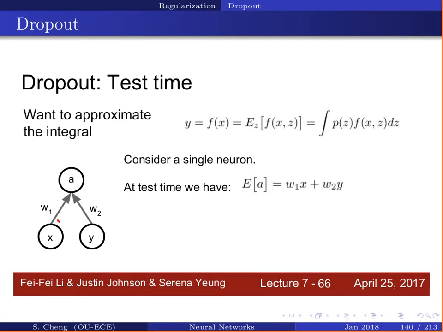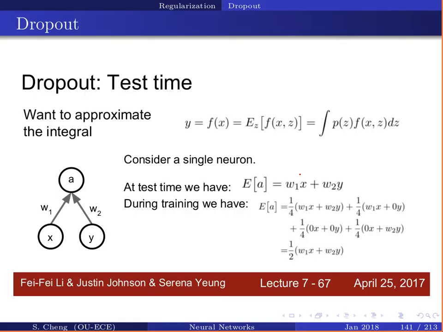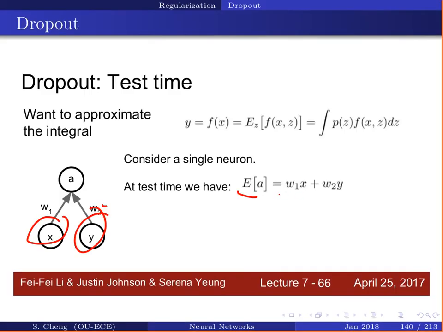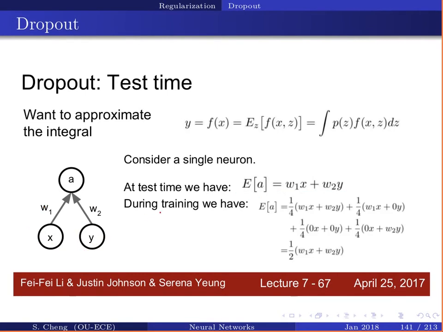Let's say I have two input nodes here, combined with weights W1 and W2. And let's say I try to compute simply the expectation of A at test time. The expectation of A at test time will be simply like this. At test time I simply use W1 and W2, and the input is X and Y, supposedly. But during training time, remember that I have all these nodes, and each of these will be randomly dropped. So therefore there will be 4 different cases here.